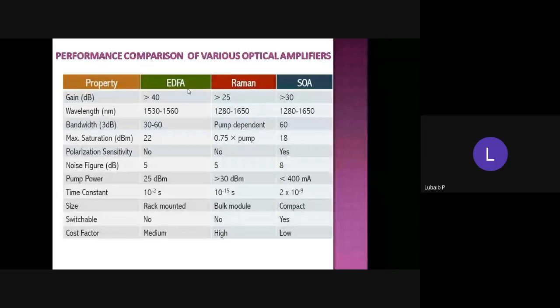We can also compare the size of the amplifier. In the case of EDFA, it is rack mounted; in the case of Raman amplifier, it is a bulk module; and the semiconductor optical amplifier is compact. The cost factor is very high in the case of Raman amplifier, low in the case of semiconductor optical amplifier, and medium in the case of EDFA. These are the performance comparisons of the various optical amplifiers: EDFA, Raman, and semiconductor optical amplifier.